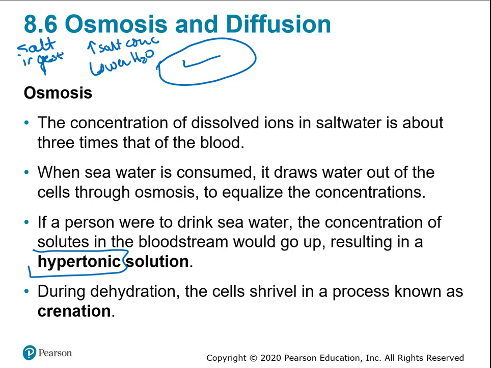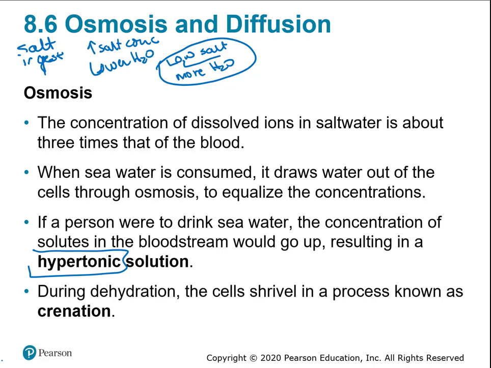Compared to inside of the cell, which is isotonic. Inside of the cell now actually has less salt compared to outside and has more water compared to outside. Because outside now has all this salt, less water. Inside comparatively has more water. So salt can't move, but water can to try and balance the salt.